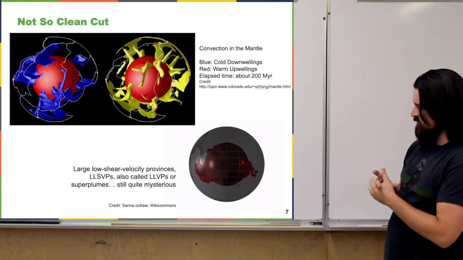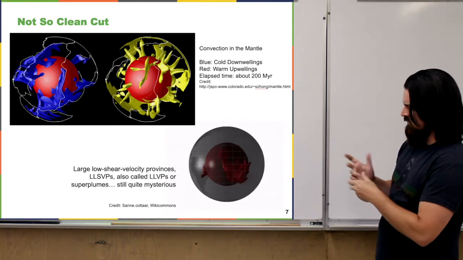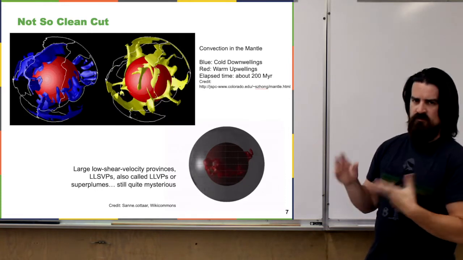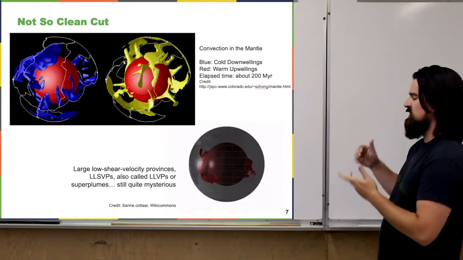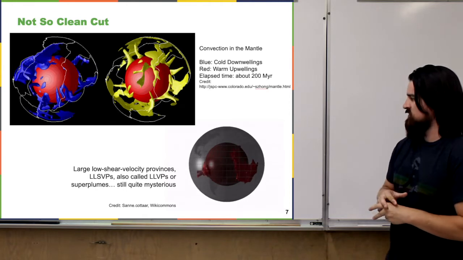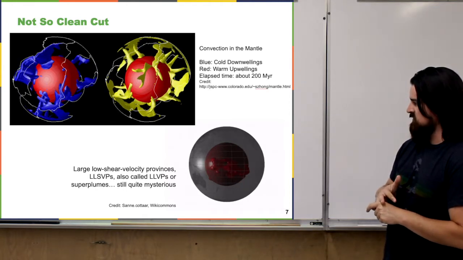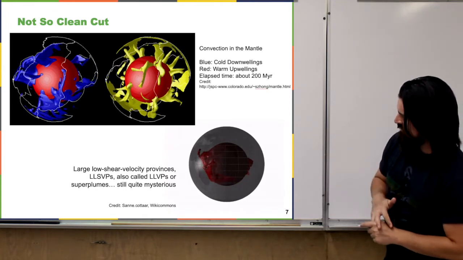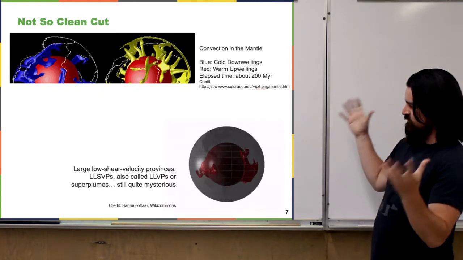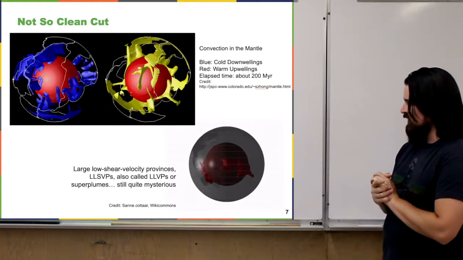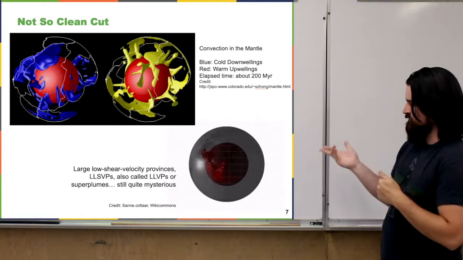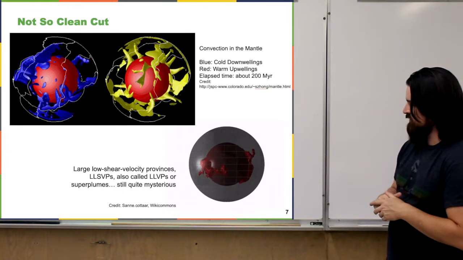Also I think known as superplumes. And I don't recall off the top of my head when they were first noticed, but they're still quite mysterious as far as science is concerned. We don't really know exactly what's going on with them, but they're these very, very large blobs, we just kind of call them blobs too, outside of the core.